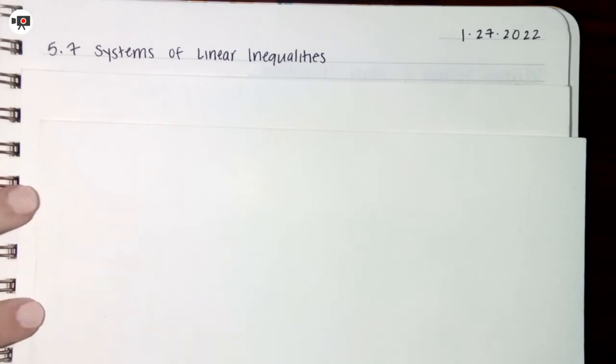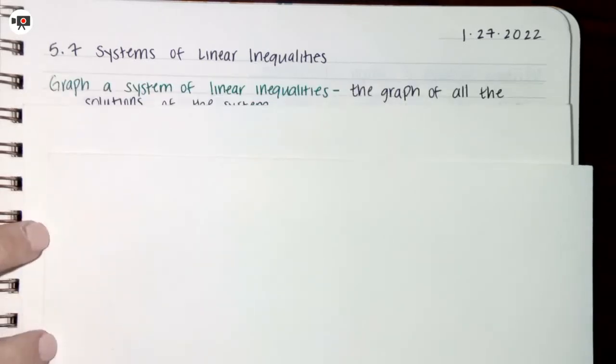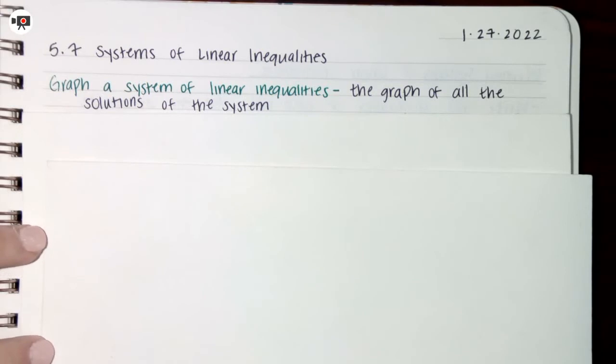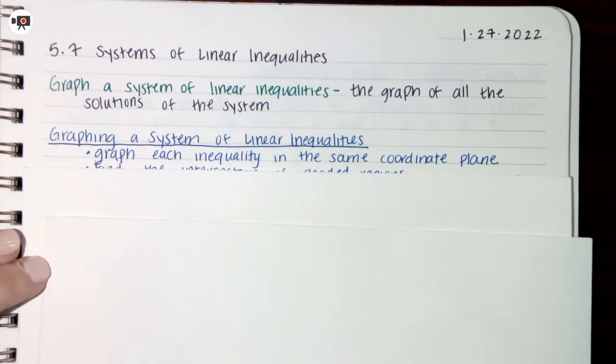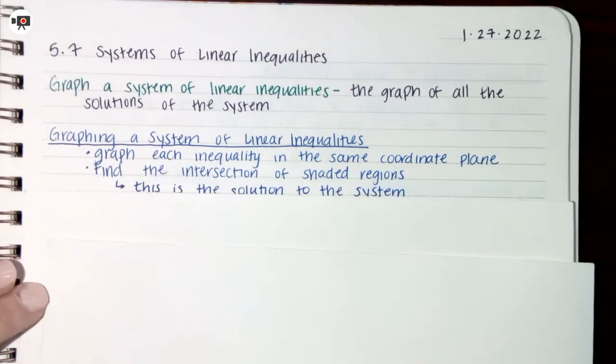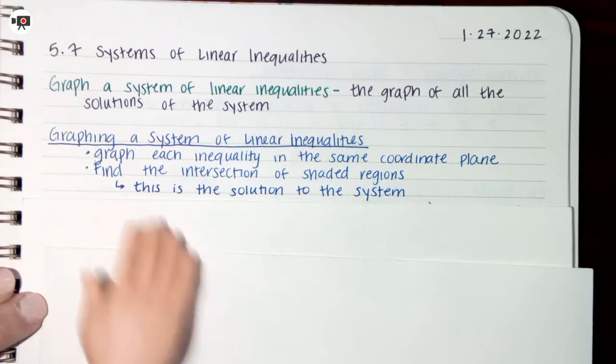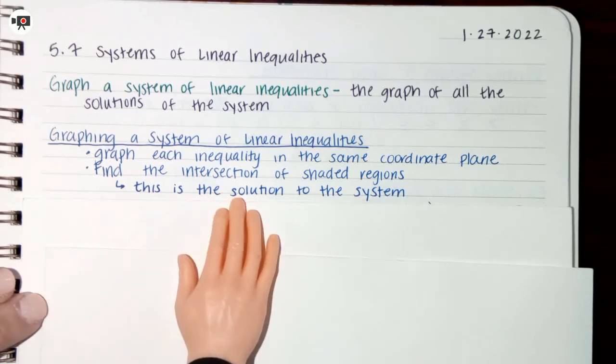This is 5.7, systems of linear inequalities. So a graph of a system of linear inequalities shows all the solutions of the system. In just one inequality, we would shade about half of the graph, either above or below. And with a system, we shade with two inequalities graphed. So you're going to graph each one on the same coordinate plane, and then you're going to find the intersection of the shaded regions. This intersection is the solution to the system.